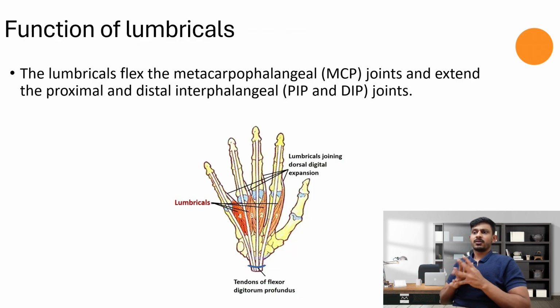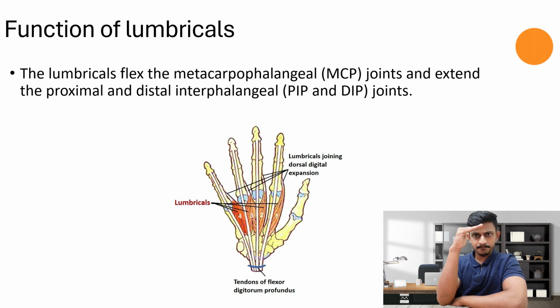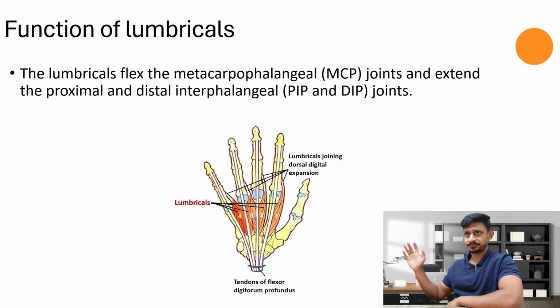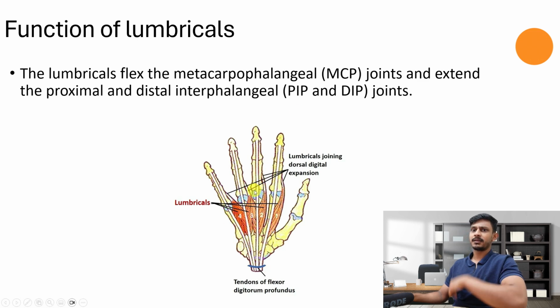The lumbricals originate from the flexor digitorum profundus tendon and insert into the dorsal digital expansion, or the extensor hood of the fingers. So the main function of the lumbricals is flexion at the MCP and extension at the PIP and the DIP. This is the function of the lumbricals. So what happens if the lumbricals are affected?